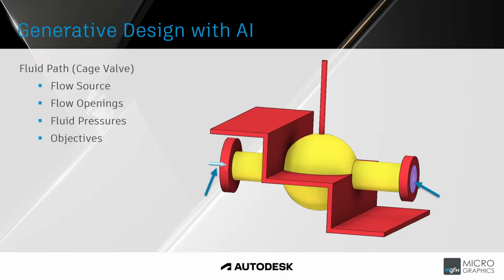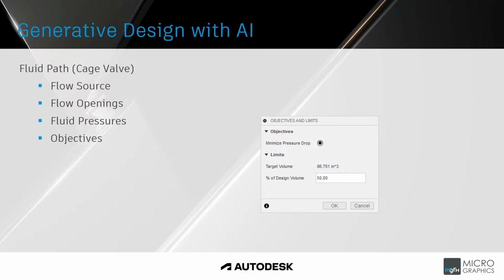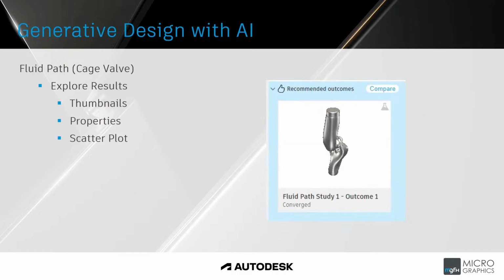On the right hand side there, where we have the flow opening, we can also apply a pressure that is required at that opening, or pressure that is applied at that opening as well. So we can have flow rate as well as pressures within the design. And then we have our objectives. So same as with the structural, we will then start the study. We'll start that study calculating. All of the information is shipped off once again to the cloud, and that calculation starts. Now in this case, I've only got one outcome. I only set up one study.